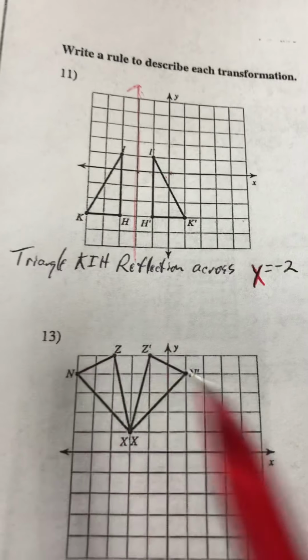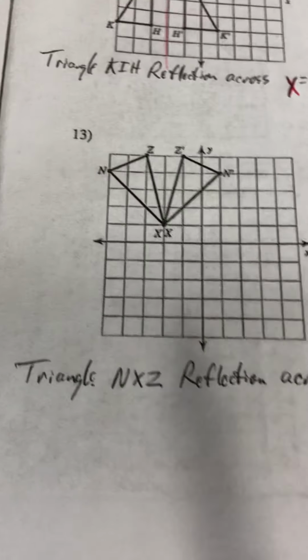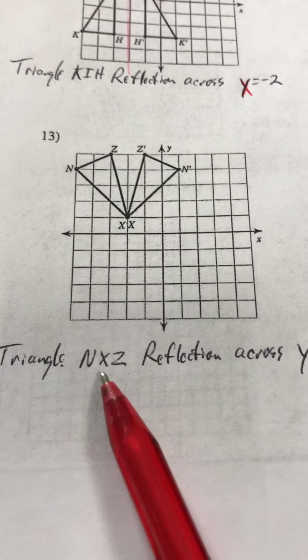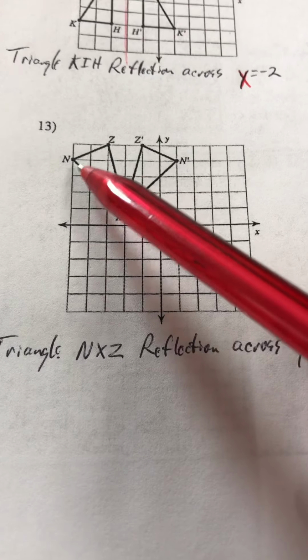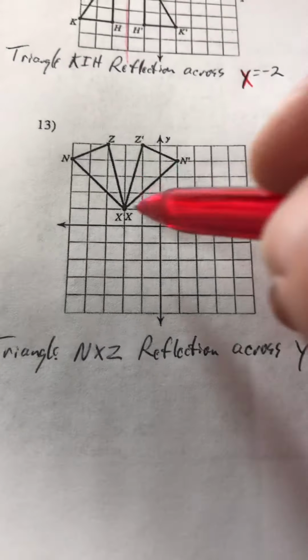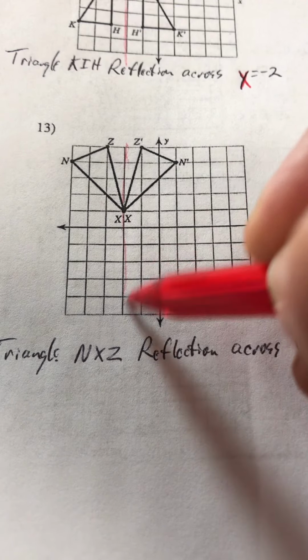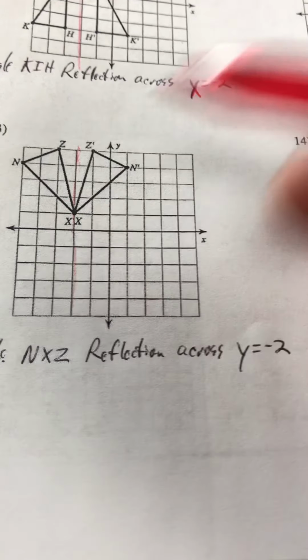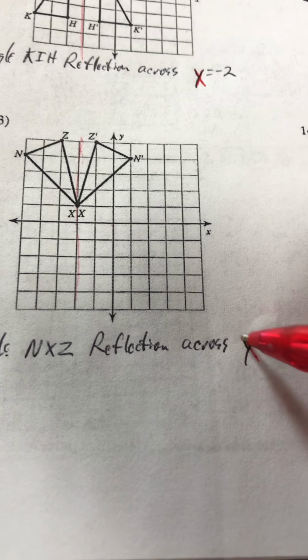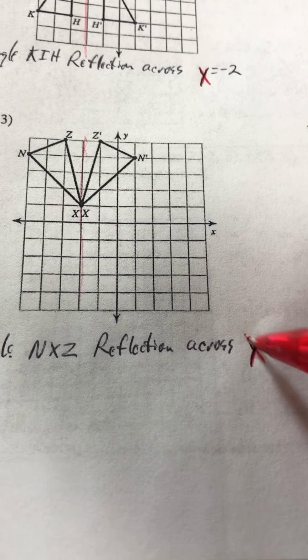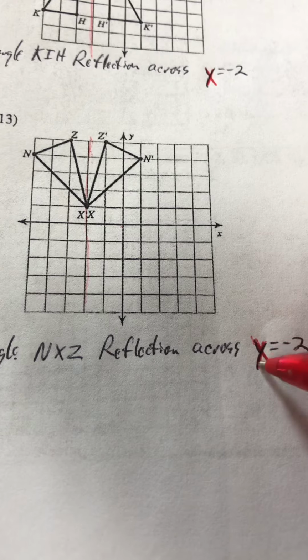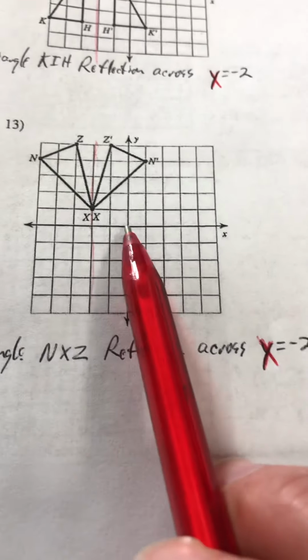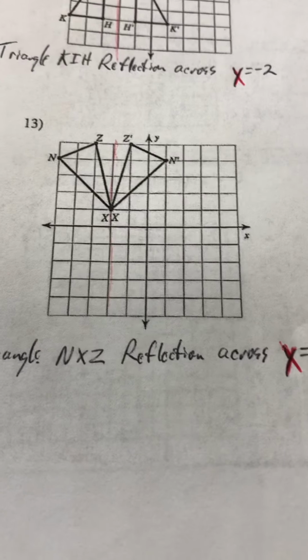Triangle KIH, reflection across x equals -2. What happened here? I have triangle NXZ. So NXZ, and it's across this axis right here, I did it again, x equals -2. I wrote Y instead. Good thing I'm going over this. Must have been in a hurry this morning. X equals -2. Okay, so that's your 13.